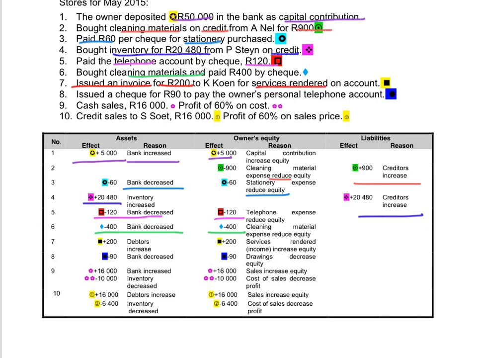The person didn't pay for it immediately, so we will have to debit Koen's account, and if he owes us money, he's a debtor. So my debtors will increase. Debtors is an asset, so my assets will increase. Services rendered is an income because we rendered the service to someone else. Income increases my profits, so my equity will increase.